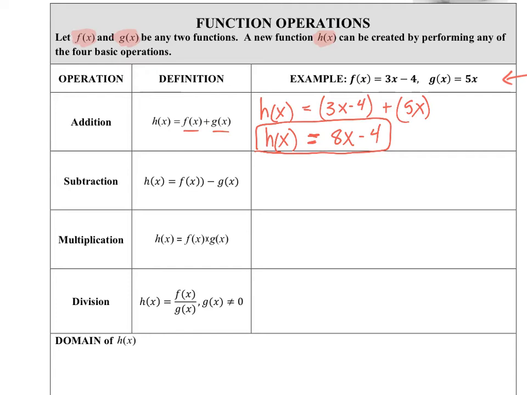And the next one is subtraction. So in this one, we would get h of x equals f of x, which is 3x minus 4, minus g of x, so minus 5x. If we did our operations, it will be 3x minus 4 minus 5x. We would get h of x equals 3x minus 5x is negative 2x. So we would have negative 2x minus 4.